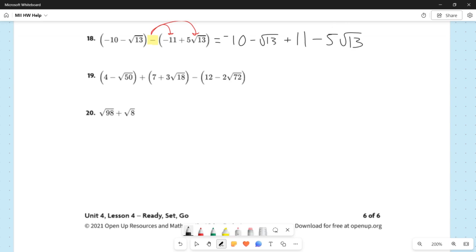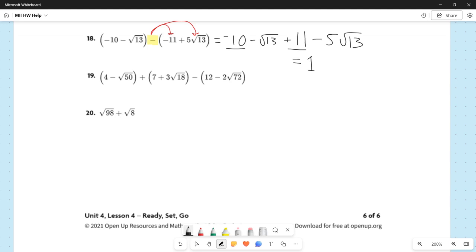All right. Now all we have to do is combine our integer parts, combine our irrational parts, and then we're done. Also, as a side note, the square root of 13 cannot be simplified. 13 is prime. So anytime you have a prime number underneath a square root, that thing is not going to get simplified. So 13 is prime, and so there's nothing we can really do there. So this simplifies to negative 10 plus 11. Right? We're combining our integer parts. Negative 10 plus 11 is positive 1.